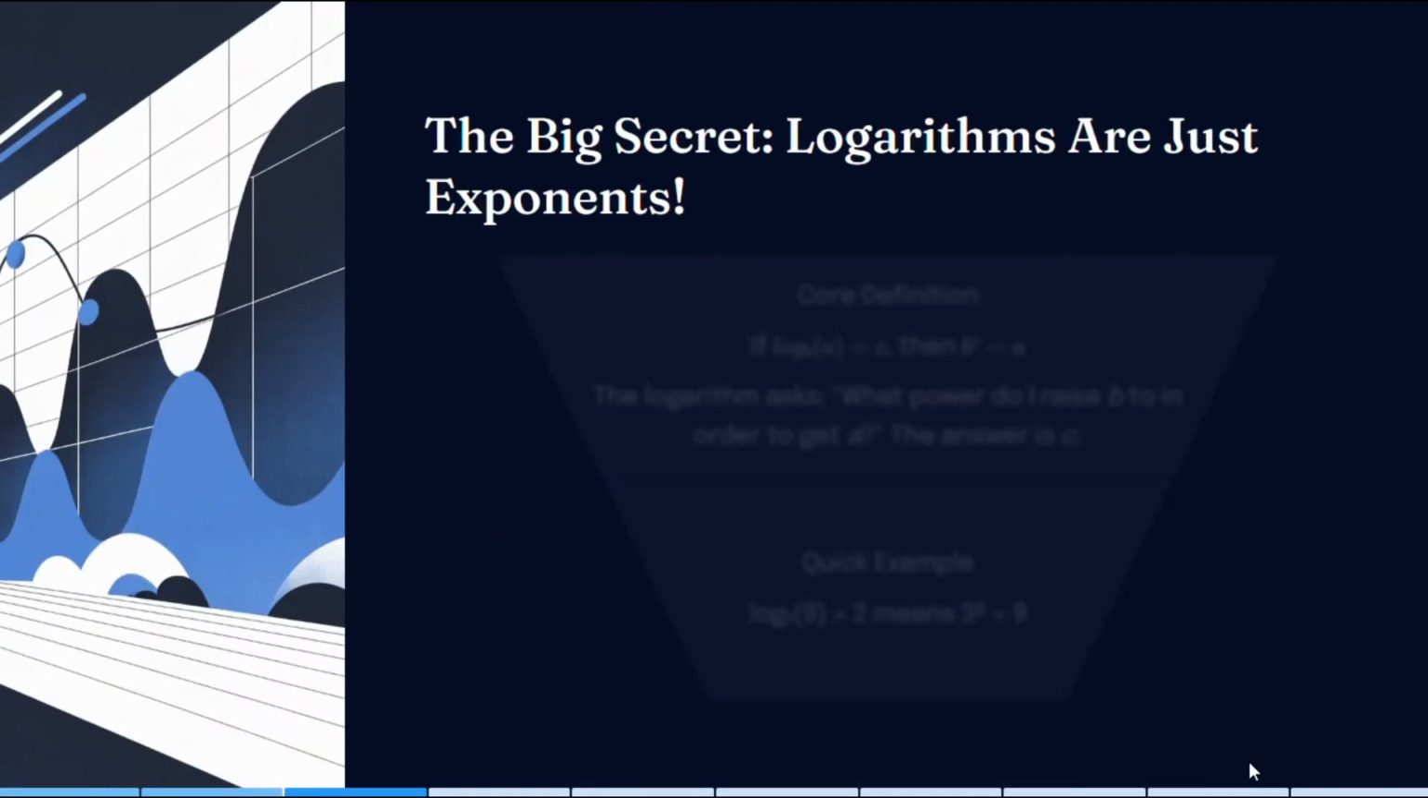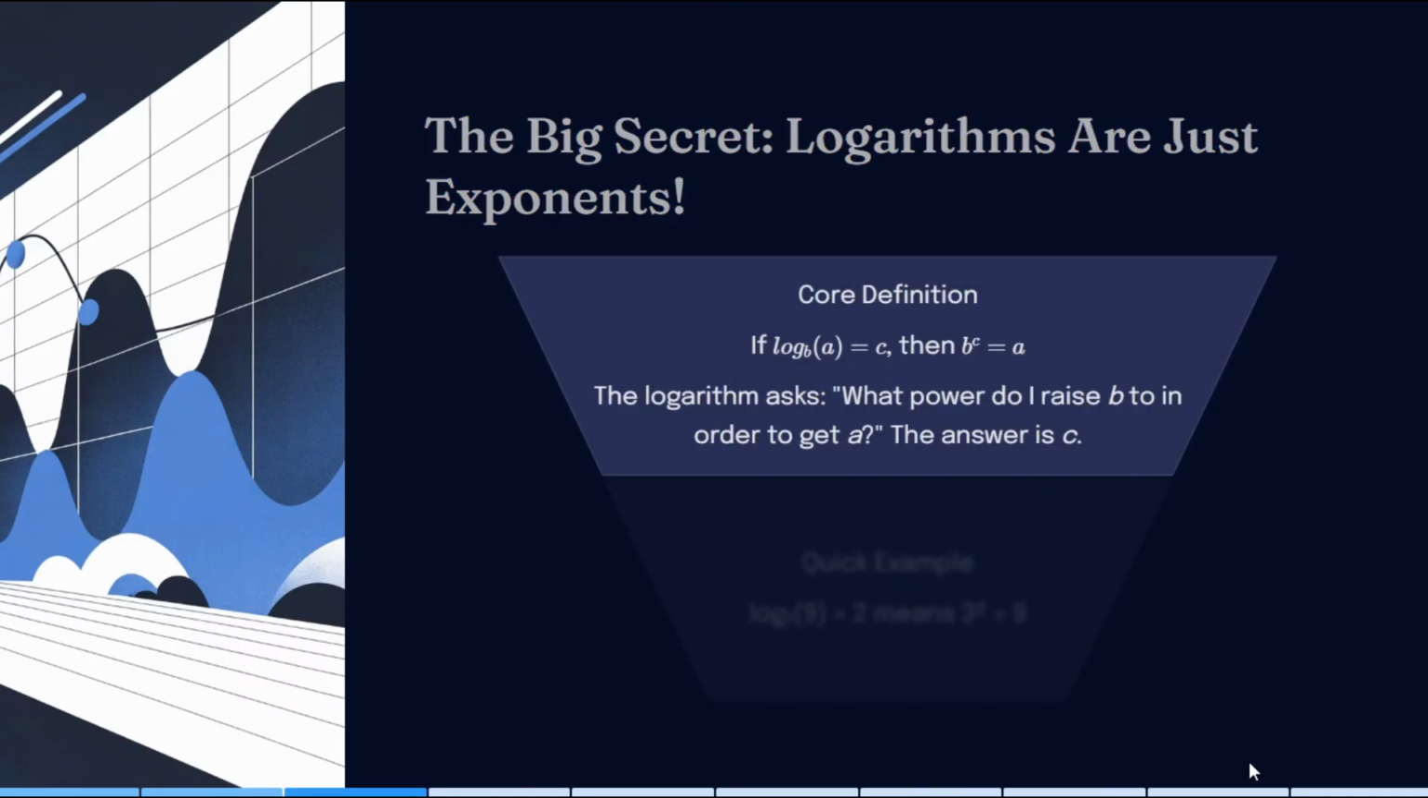Every logarithmic equation can be rewritten in exponential form. Once you convert to exponential form, the equation becomes much easier to solve. So here's the definition. If log of a base b equals c, then the exponential equivalent is b to the power c equals a. So the logarithm asks, what power do I raise b to in order to get a? And the answer is c.